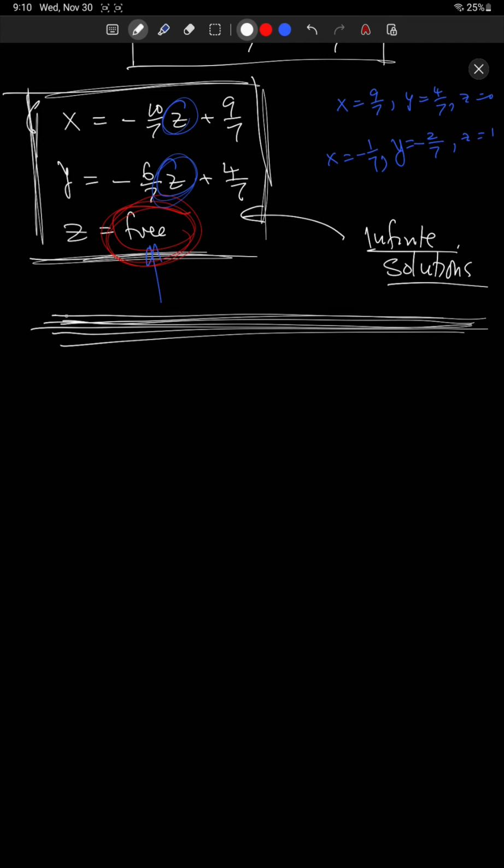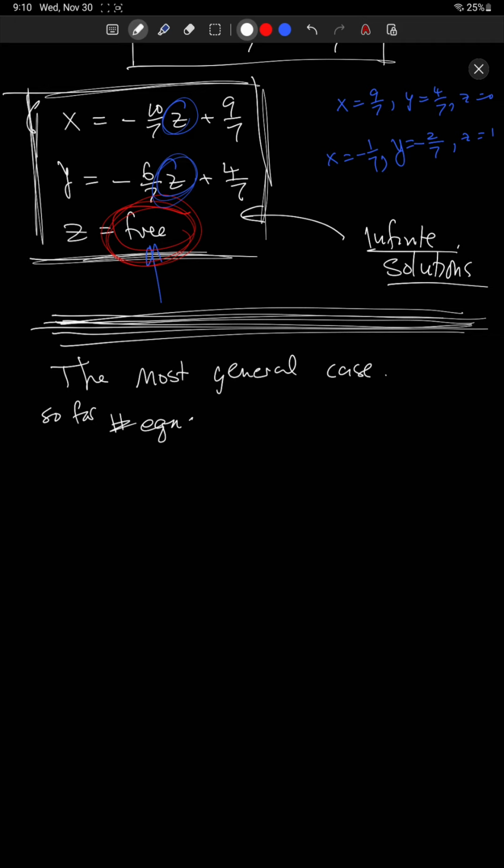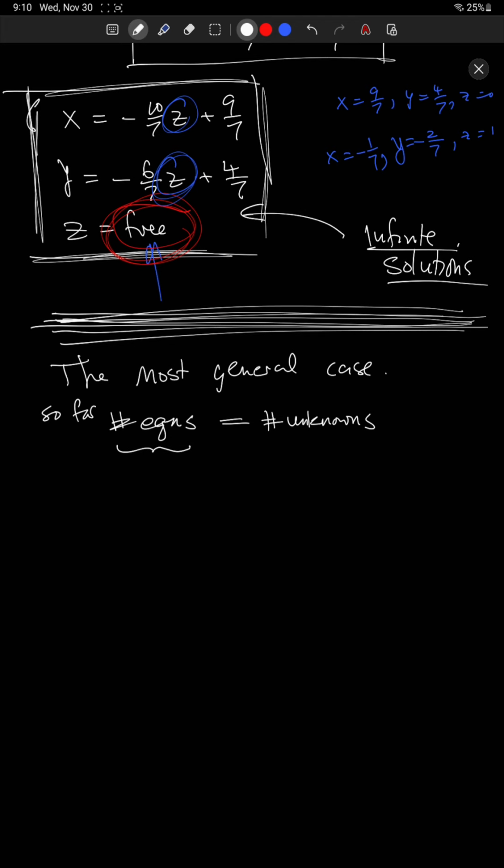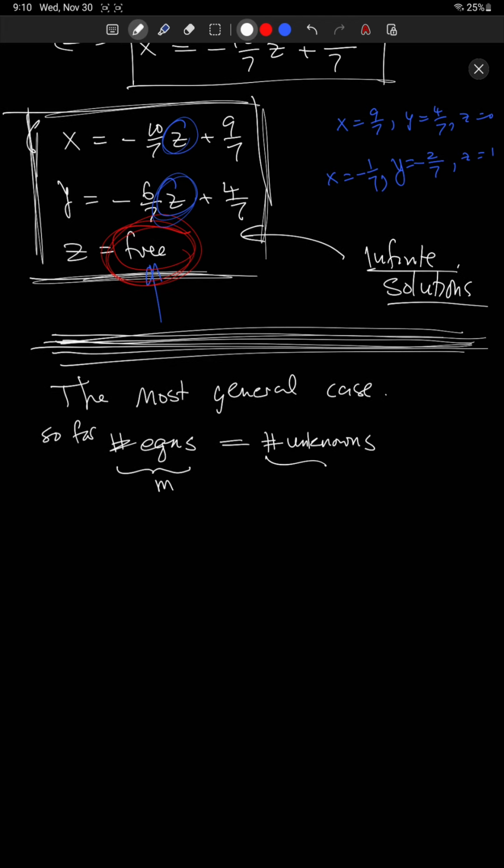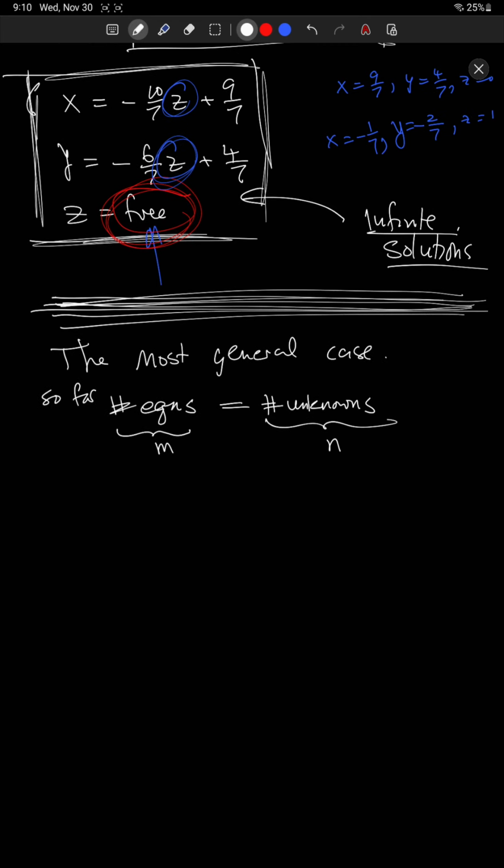Okay, before we end this, let me talk about the most general case. All right, so far, all the problems I've written down, the number of equations is equal to the number of unknowns. Let me call the number of equations m, and let me call the number of unknowns n. So far we've only worked with problems that have 2 equations, 2 unknowns, 3 equations, 3 unknowns. In homework, there was 4 equations, 4 unknowns, always the same number.